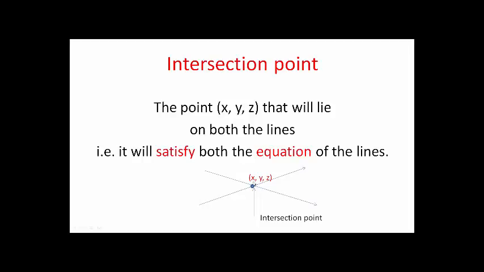The point of intersection is x, y, z, which is the intersection point that will lie on the first line as well as on the second line. So this is the common point.